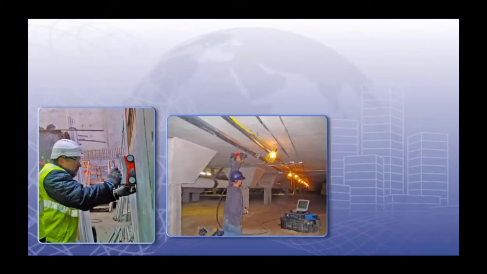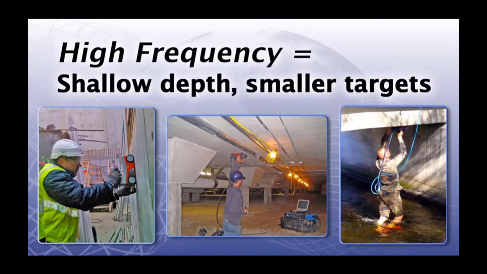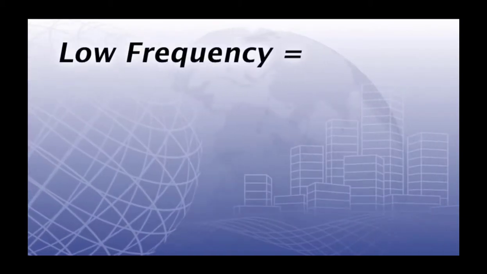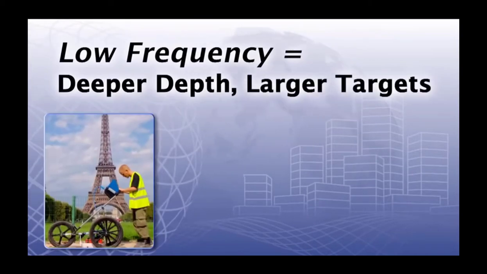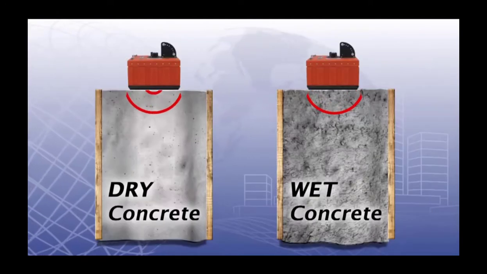Antennas come in various frequencies, depending upon your application. High frequencies are for shallow depth and small targets, ideal for concrete applications. Low frequencies are for typically deeper depth and larger targets, such as utility, geological, and archaeological applications.